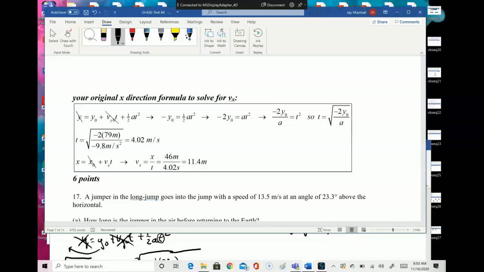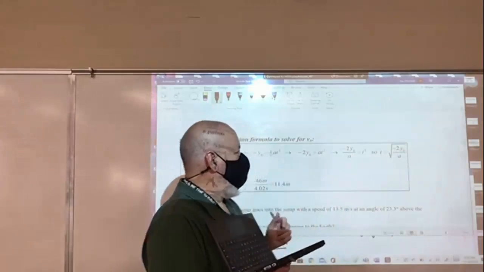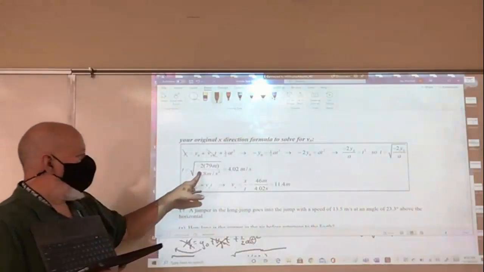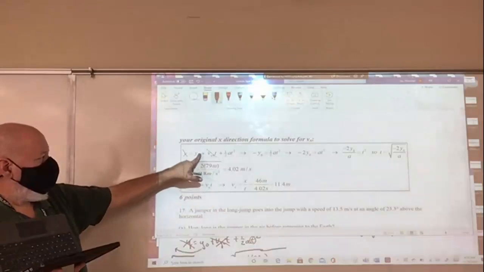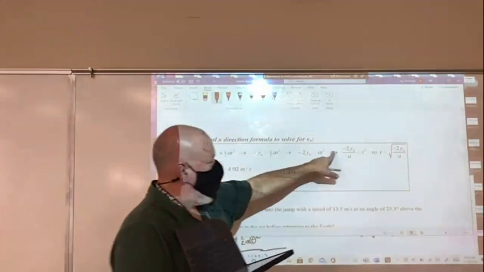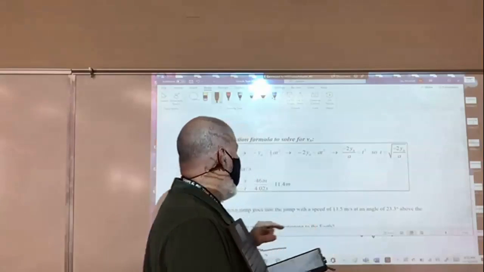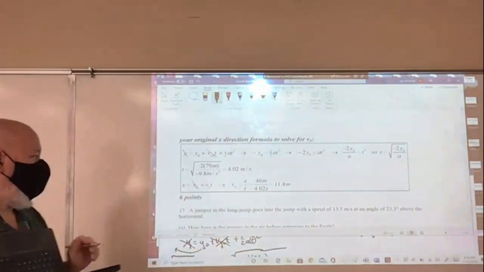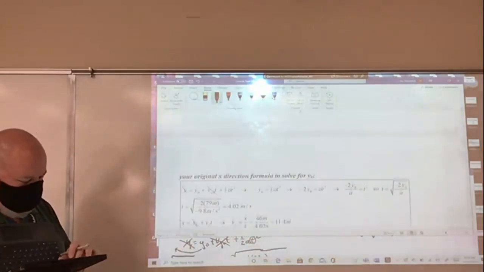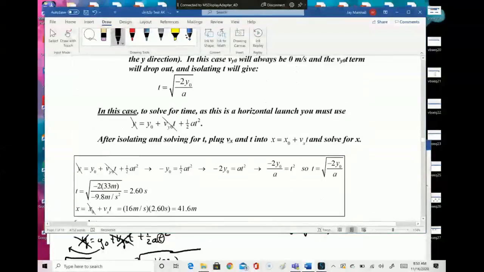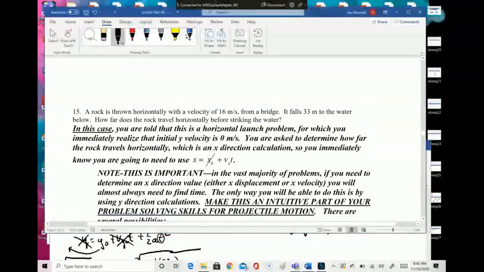And if you figured out that time in the previous problem was the square root of negative 2y0 over a, you can just use that formula. You don't have to go through all of this. You could just write this down and plug your values in and get time. Okay, so these first three problems are the ways that I can test you on horizontal launch.